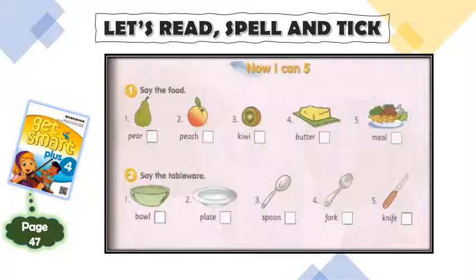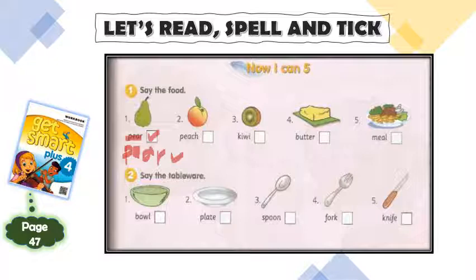It's the last task for you. I want you to refer to your workbook, page 47, and say the food, say the tableware. You say it first. For example, pear. Then you spell here, P-E-A-R. If you can spell it correctly, then you tick, and then only you tick here. Don't forget to cover the word first before you write.